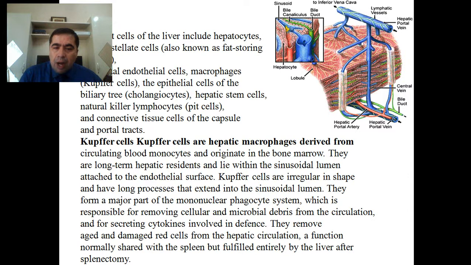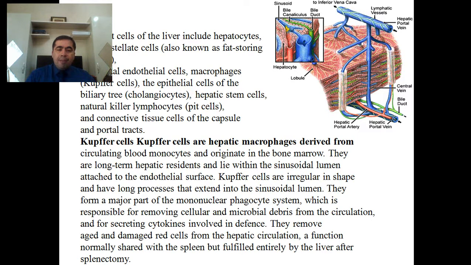Kupffer cells are hepatic macrophages derived from the circulating blood monocytes and originate in the bone marrow. They are long-term hepatic residents and lie within the sinusoidal lumen attached to the endothelial surface. Kupffer cells are irregular in shape and have long processes that extend into the sinusoidal lumen.